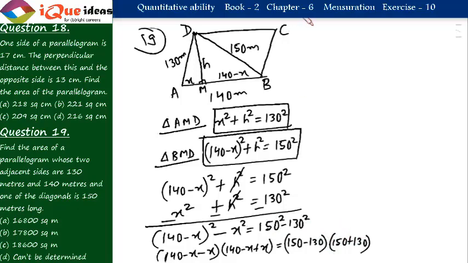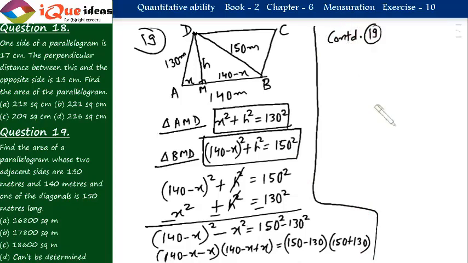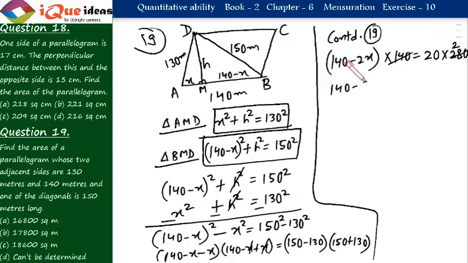Let's continue question number 19. From the left hand side we get 140 minus 2x into 140, as minus x plus x gets cancelled. On the other side, 150 minus 130 would be 20 and 150 plus 130 would be 280. Now 140 cancels 280 two times. So we have 140 minus 2x is equal to 40. So 2x goes to the other side, 40 comes to this side, 140 minus 40 is 100. So here we get x is equal to 50.